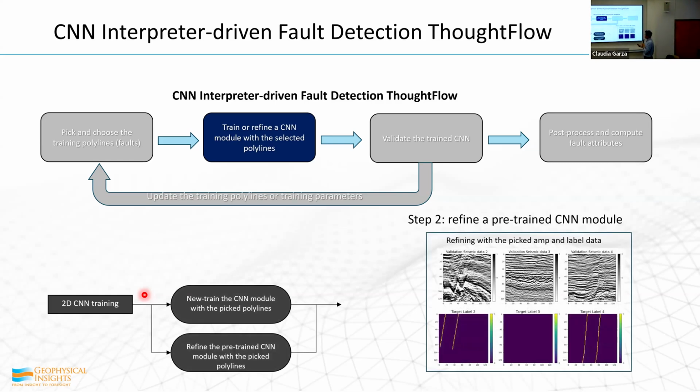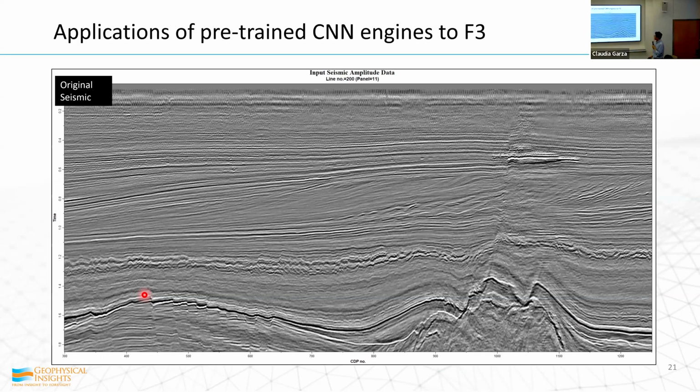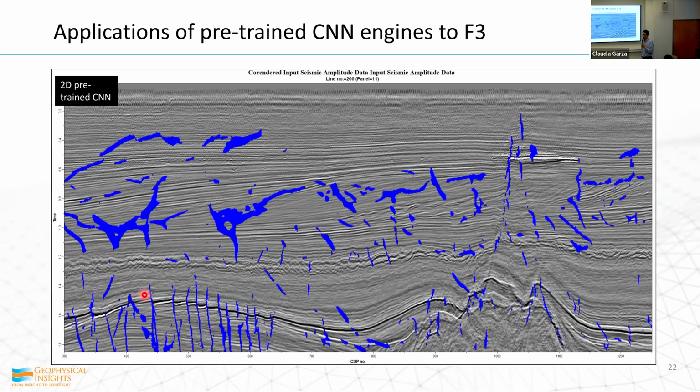Let me quickly show this. This is an example of the refinement step. With your seismic data, you generate your labels, and with those you refine the CNN. Let me quickly show an example with my interpretation, not only the synthetic. This is the application to the F3 data set. This is one of our pre-trained CNN engines. We trained this with our synthetic data.